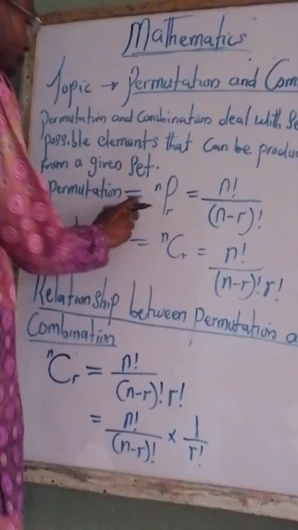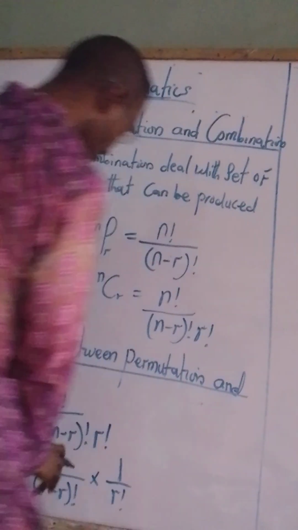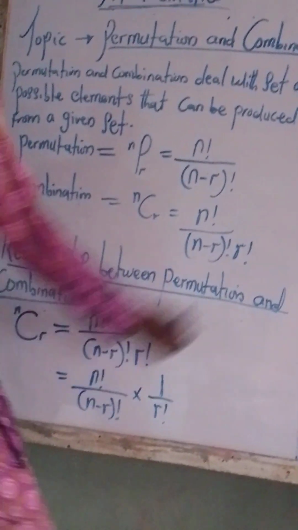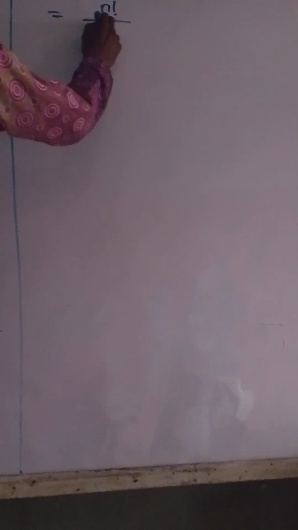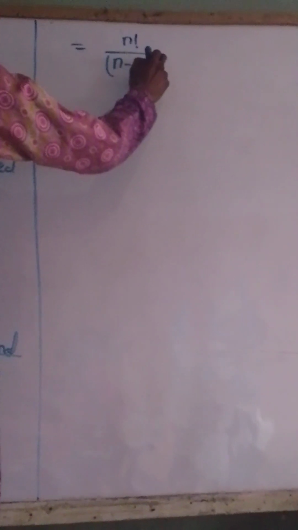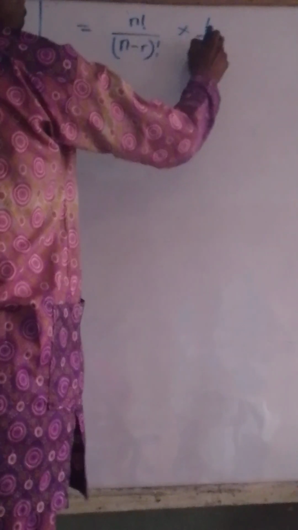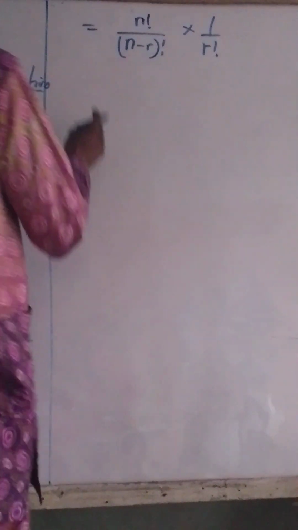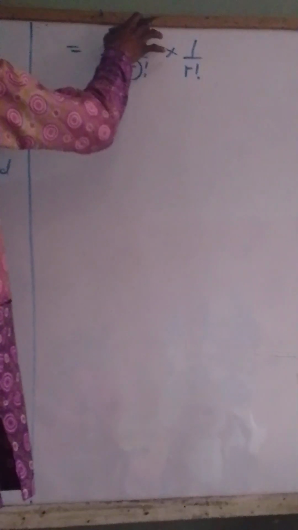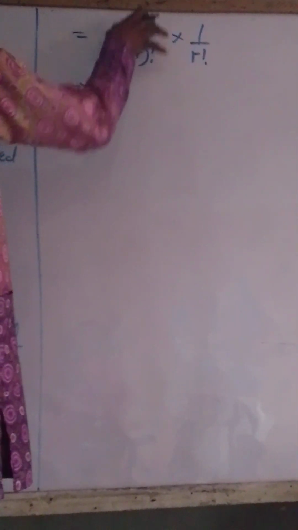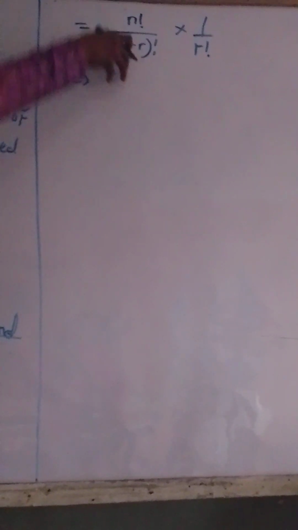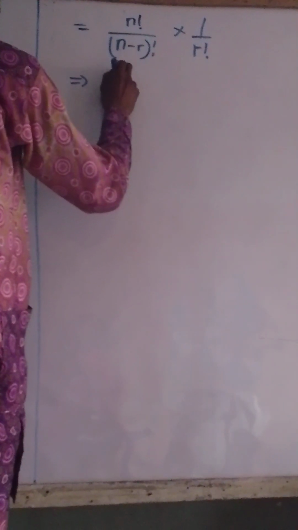Now there's one thing I want you to know. Looking at our formula very well, let me write it here: n factorial over (n minus r) factorial, times 1 over r factorial, you understand? Now, we know that the first part particularly is the formula for permutation. But when we join this one together, we turn to combination.